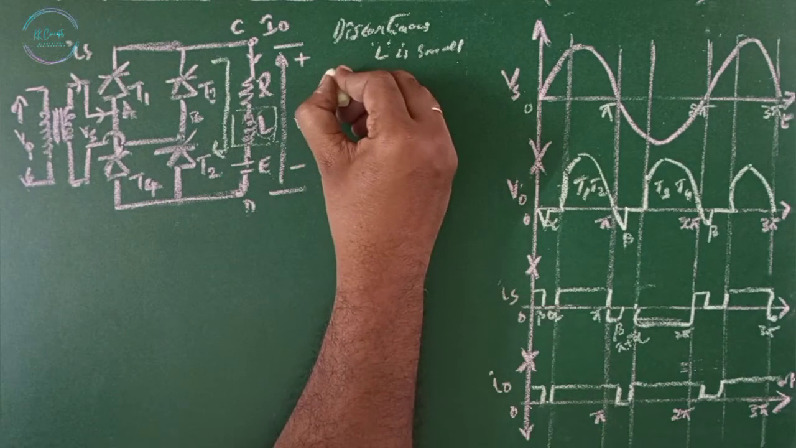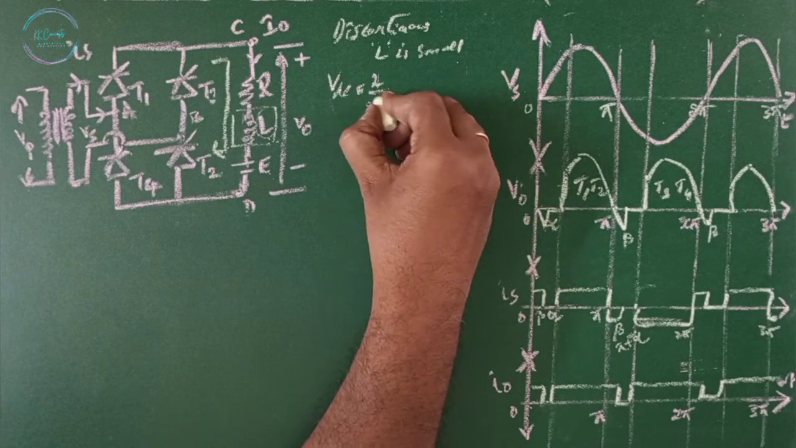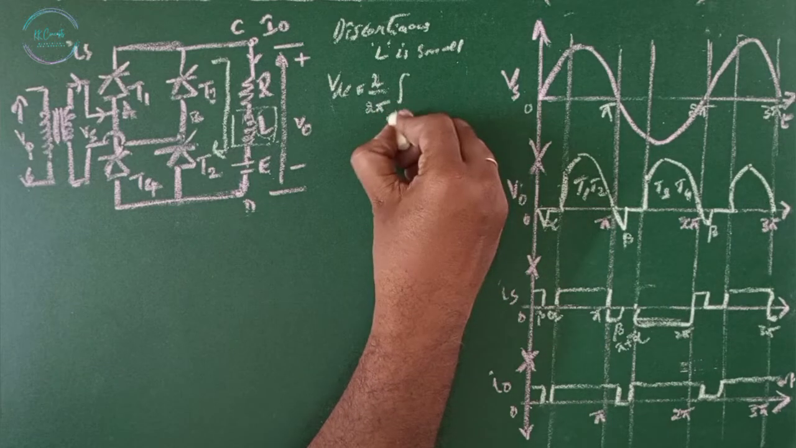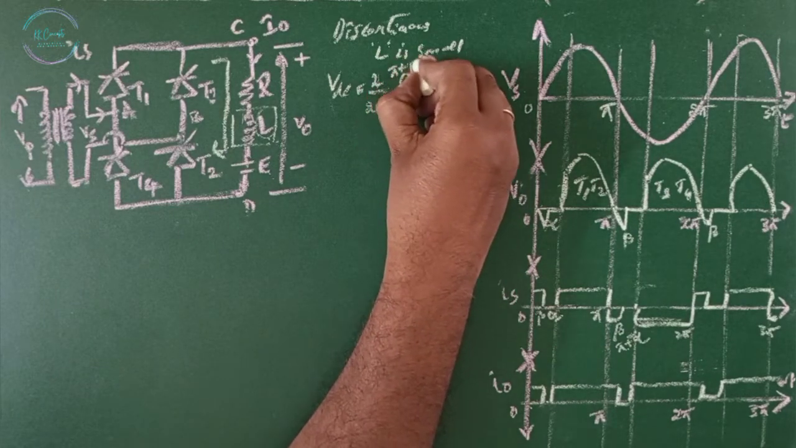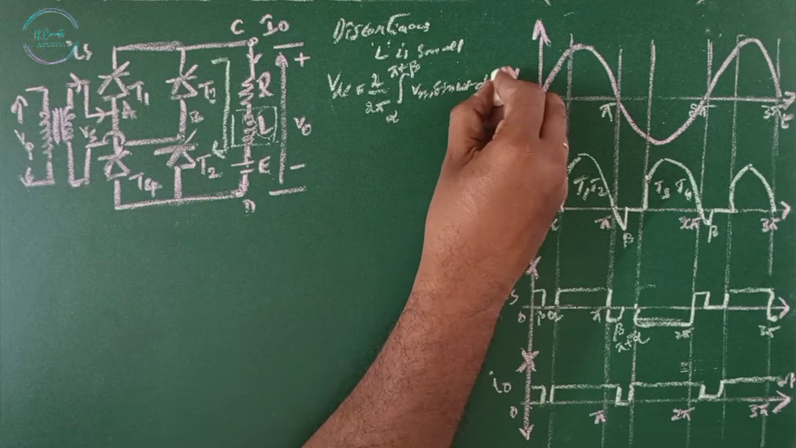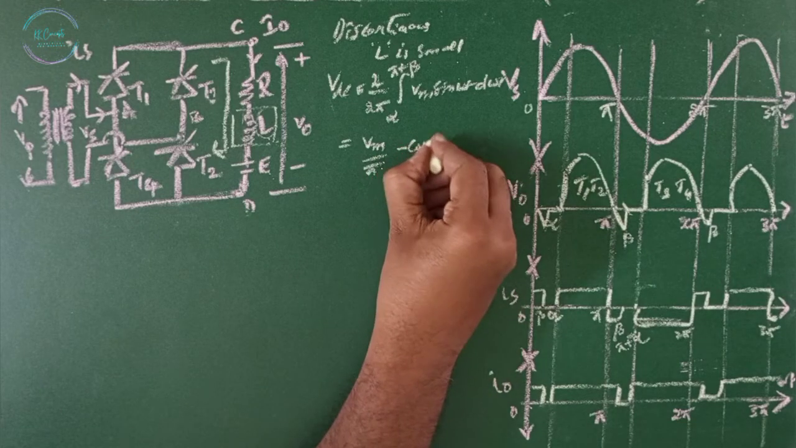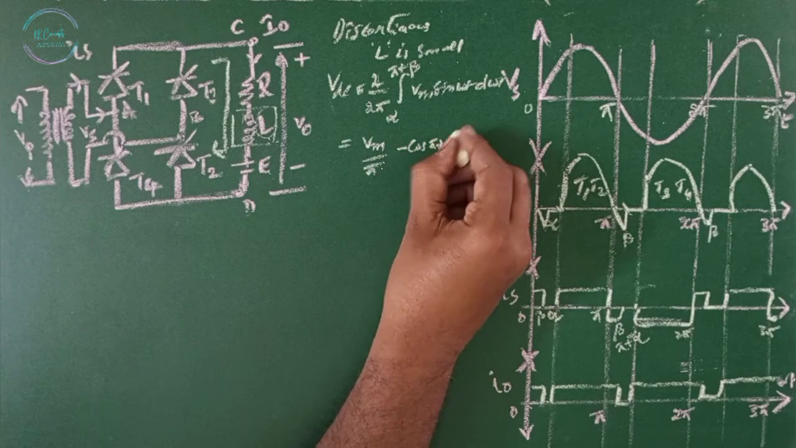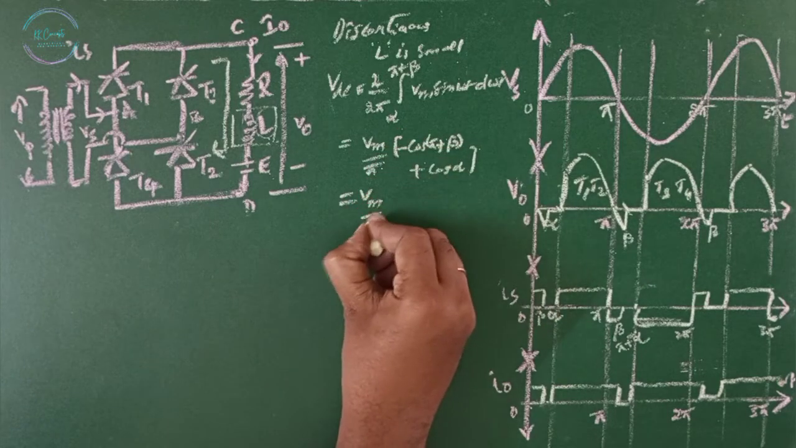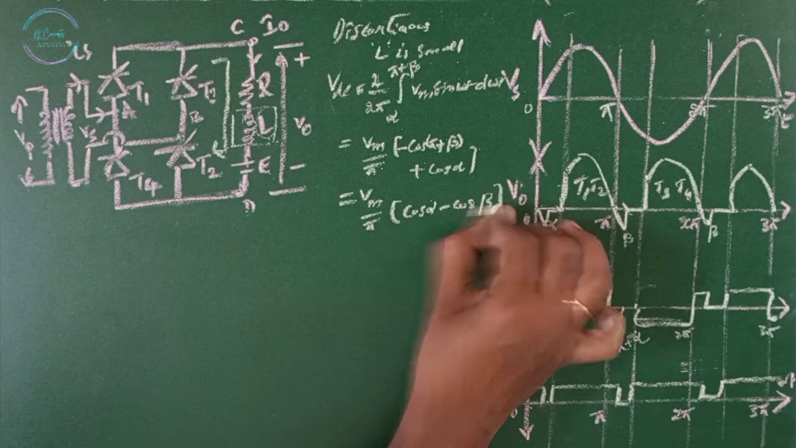Now the average output voltage, that is VDC, for this circuit is given by 2 by 2 pi, that is 2 times, since it is happening twice, integral alpha to pi plus beta Vm sine omega t d omega t, which gives Vm by pi times minus cos of pi plus beta plus cos alpha, equal to Vm by pi times cos alpha minus cos beta.